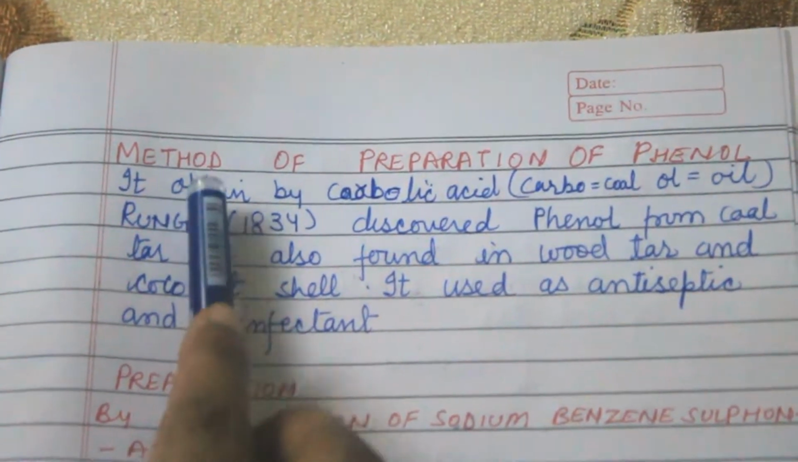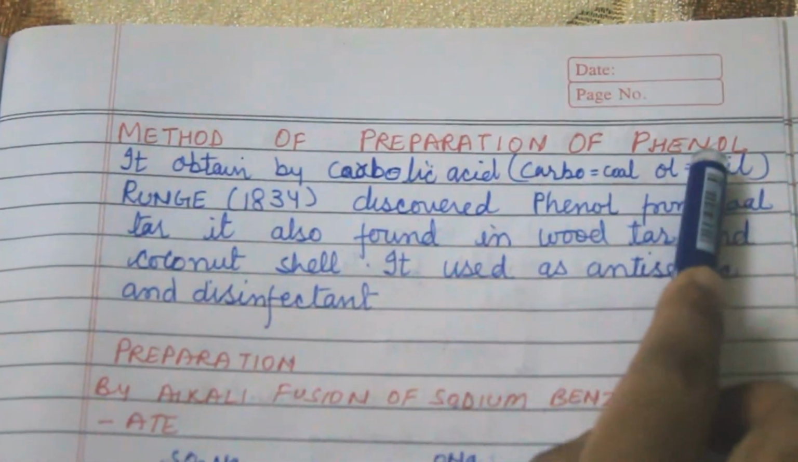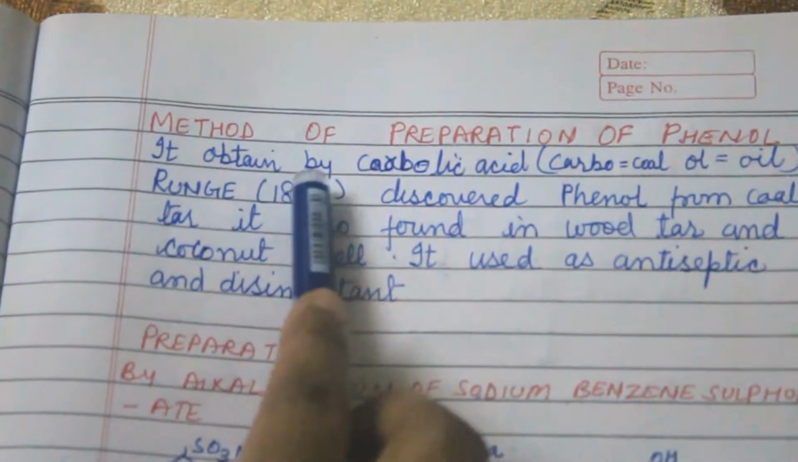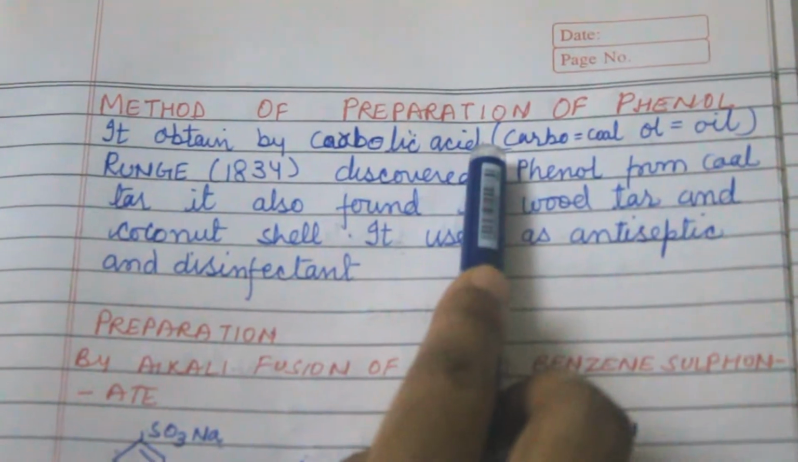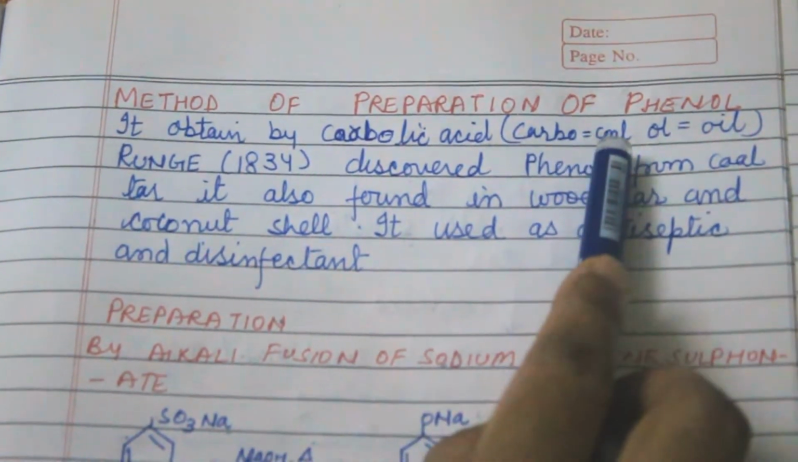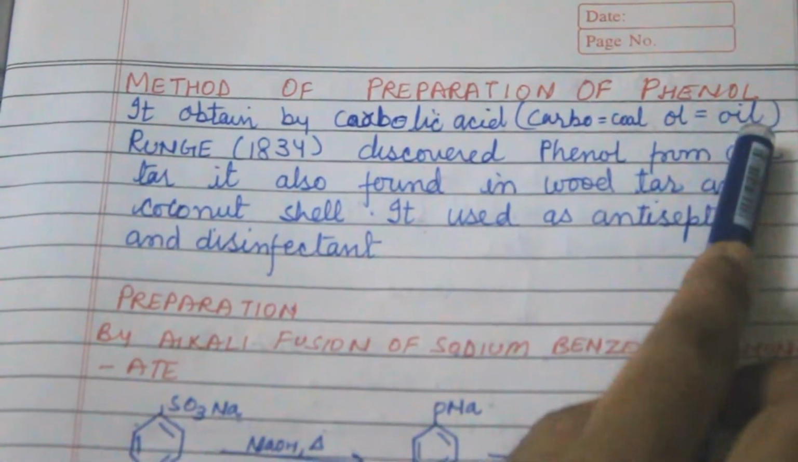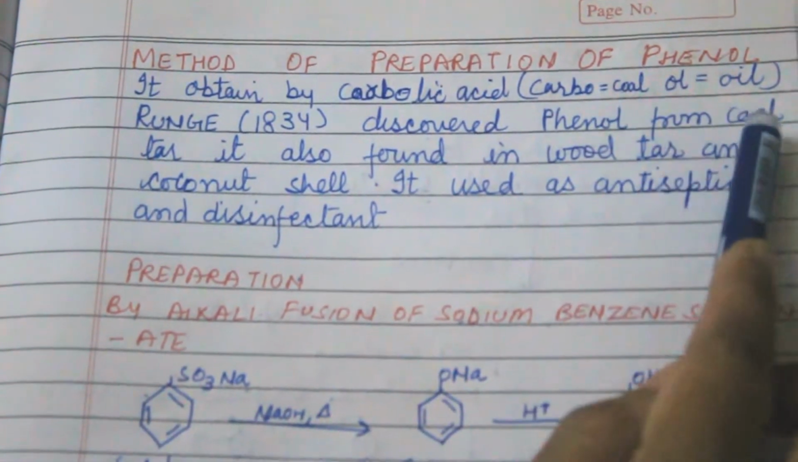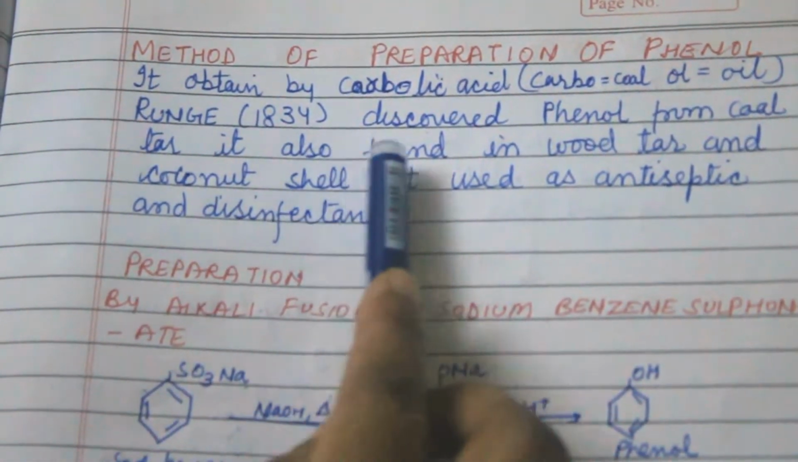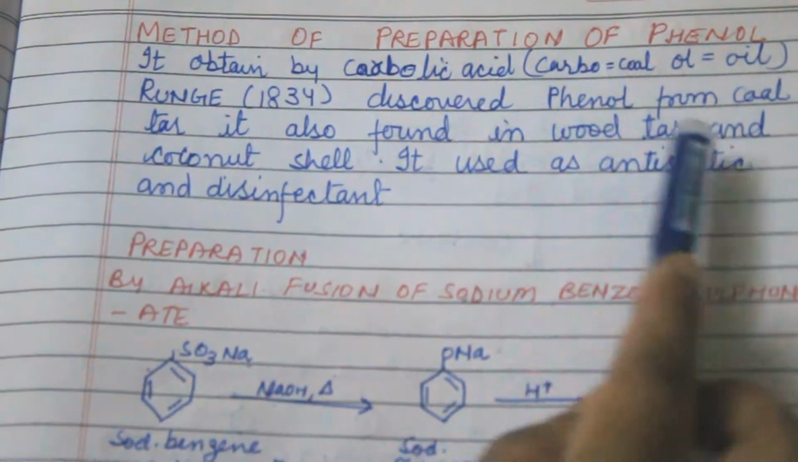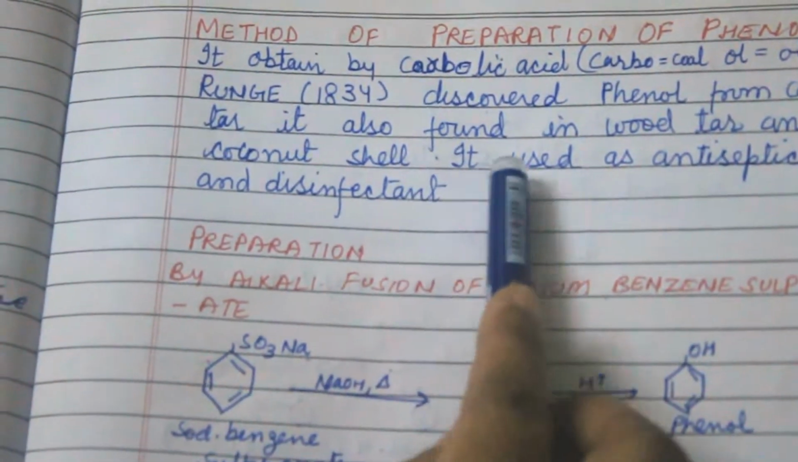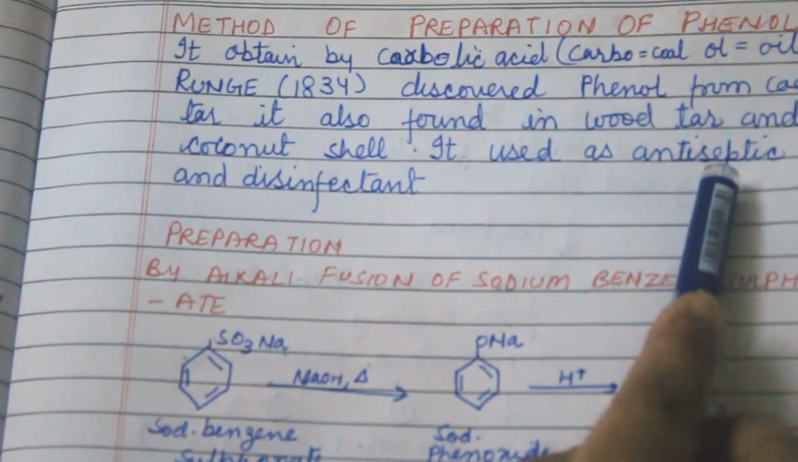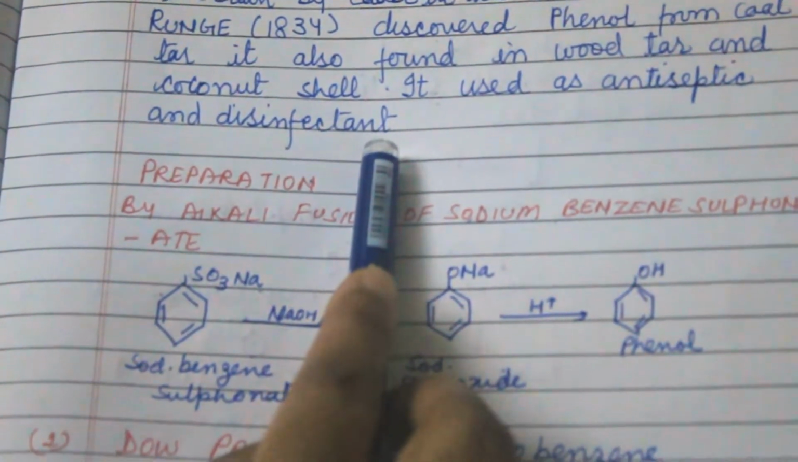Today my topic is method of preparation of phenol. It is also known as carbolic acid. Carbo means coal, ol means oil. Runge in 1834 discovered phenol from coal tar. It is also found in wood tar and coconut shell. It is also used as antiseptic and disinfectant.